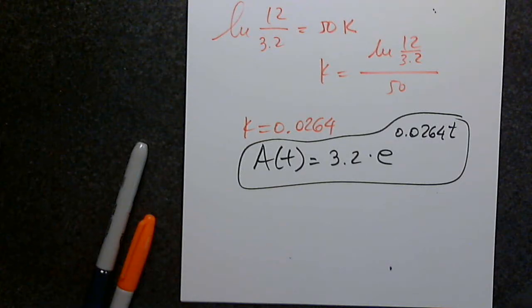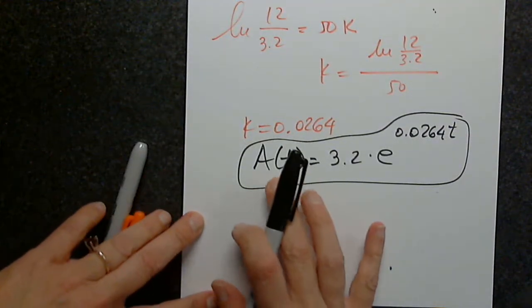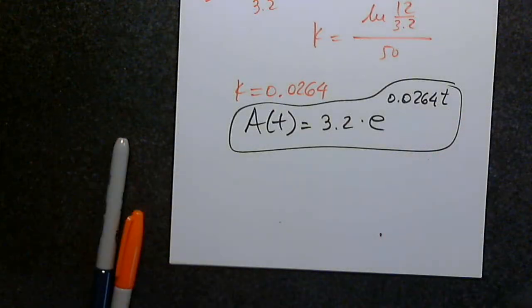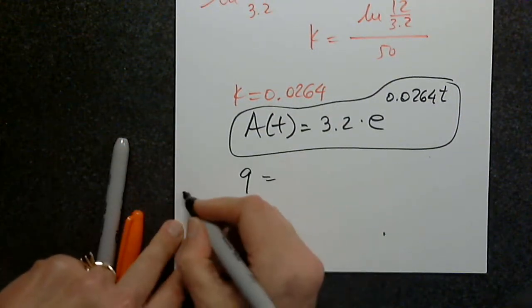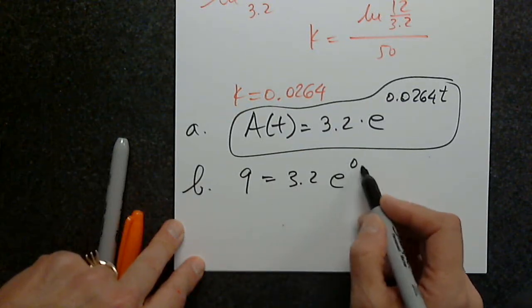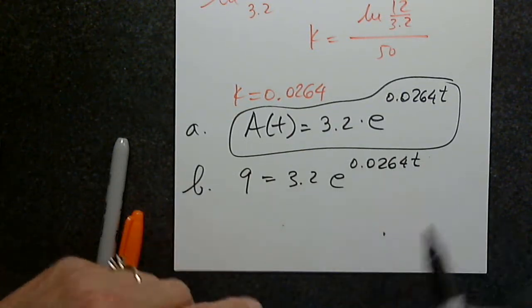Part B, and I will invent a part C in a second. In which year will the Palestinian population be 9 million? So what am I trying to do? Of course, this is population and this is time, since number of years since 2000. So 9 million, this is part B, this is part A. 9 million equals 3.2 e to 0.0264 t.